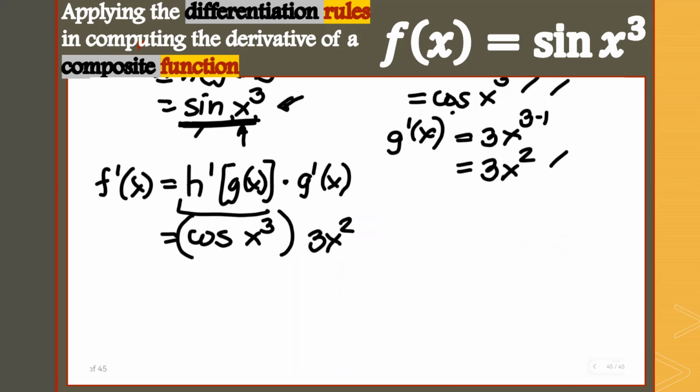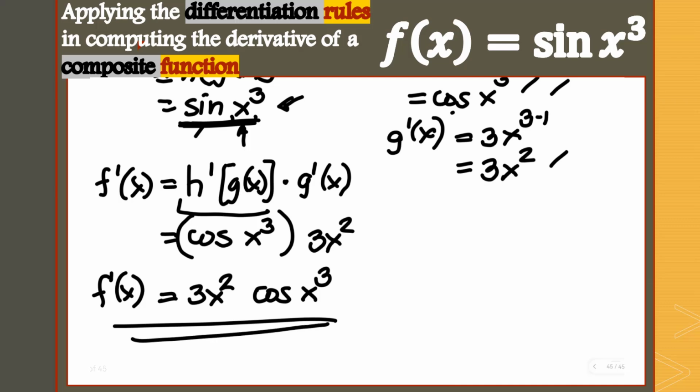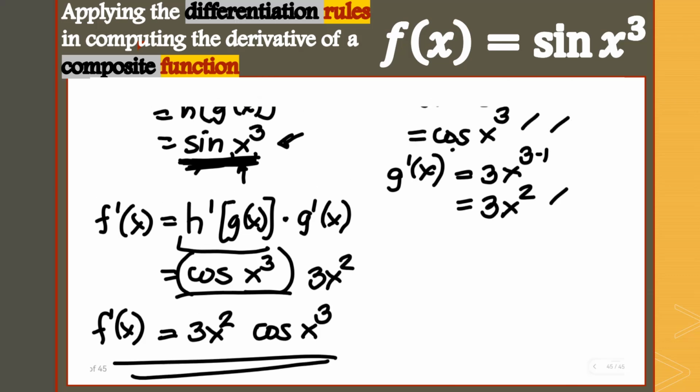So just simply rearranging the terms, your f prime of x is 3x squared times cosine x cubed. This is already the result for the derivative of this given function, specifically a composite function. So you're treating this as 1 as earlier, you take its direct derivative, and then you take the derivative of the angle. That is for this case here.